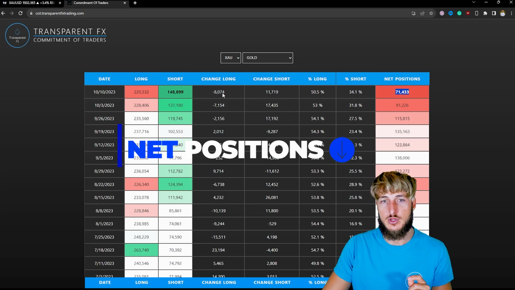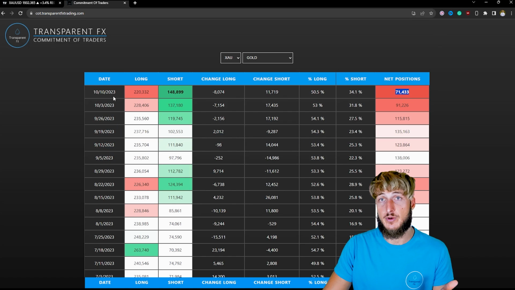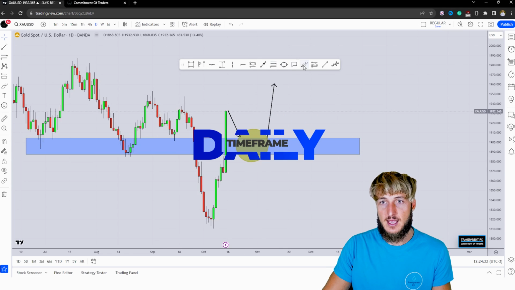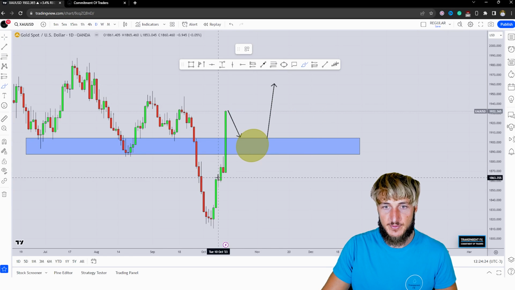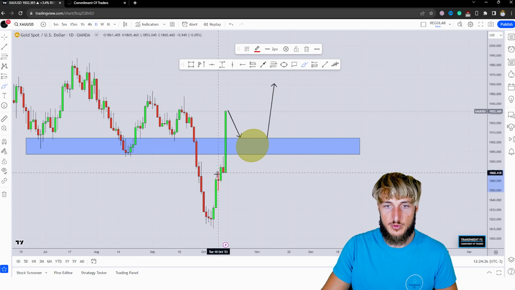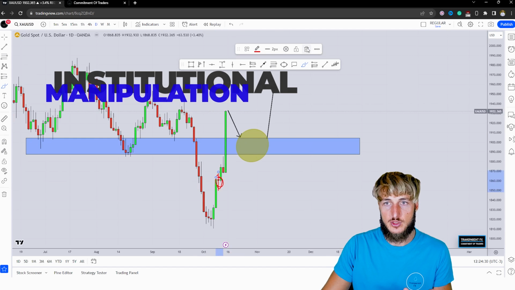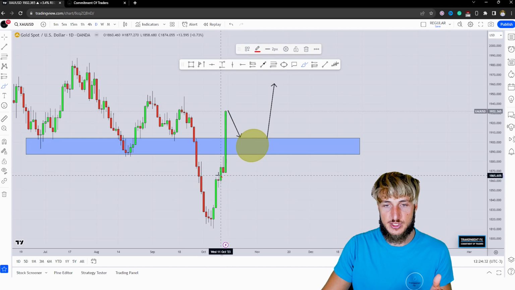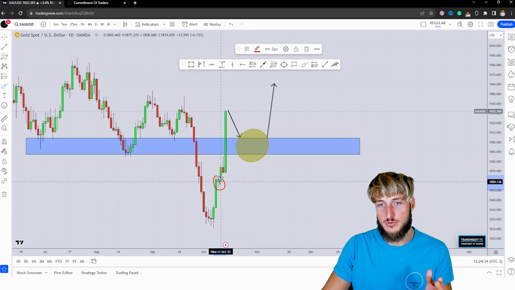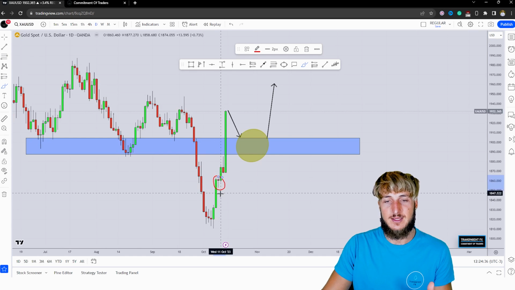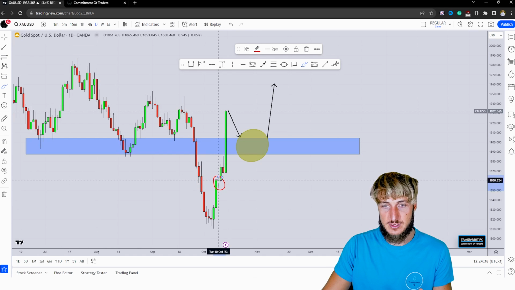However, if we look closer, we can see that they were forced to report their positioning on the 10th. Now the 10th is exactly here. This is the 10th of October, the creation of this red candle here. Now, after they were forced to essentially report their positions, that candle closed red. So clearly they have been dumping their positions this day.